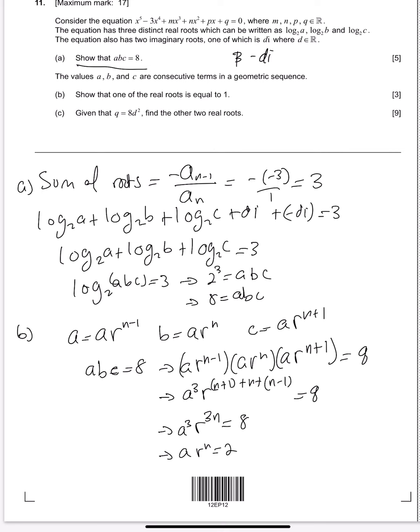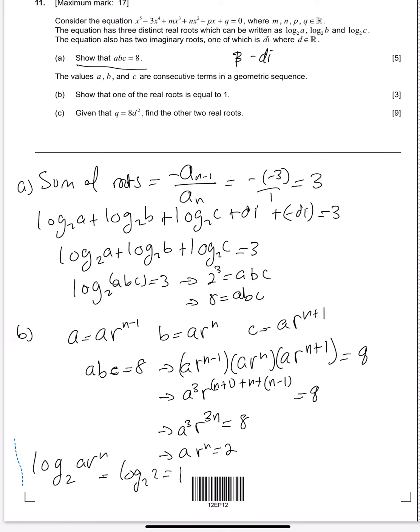I'm going to take the cube root of both sides, so we get a times r to the n is equal to 2. Now necessarily, in our sequence, one of the roots is going to be log base 2 of a r to the n, which is log base 2 of 2, which is 1. So we have shown, therefore, that one of the real roots must be equal to 1.